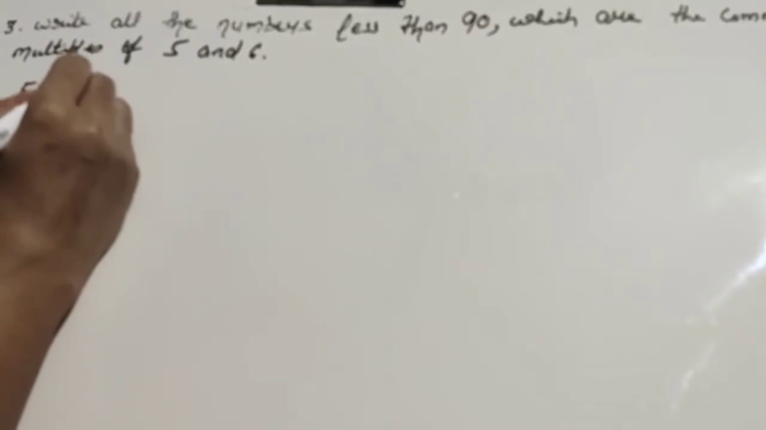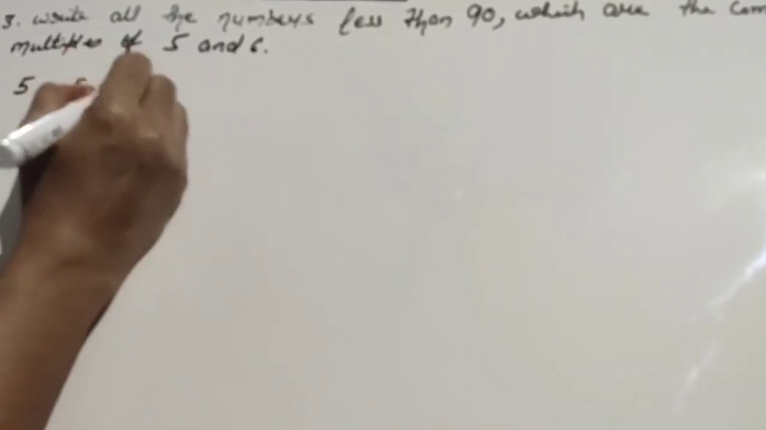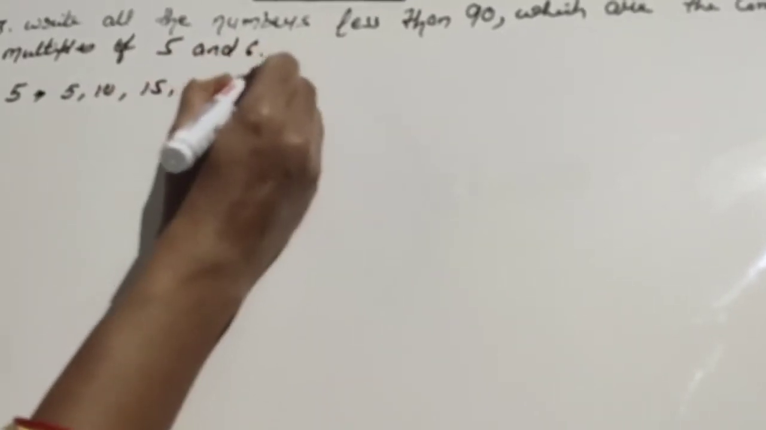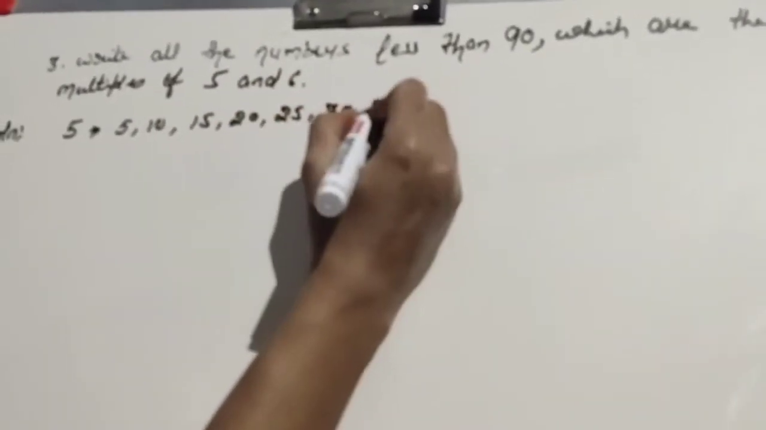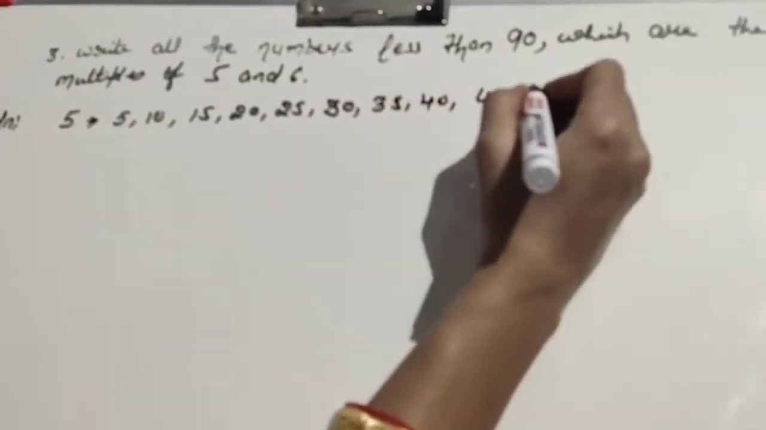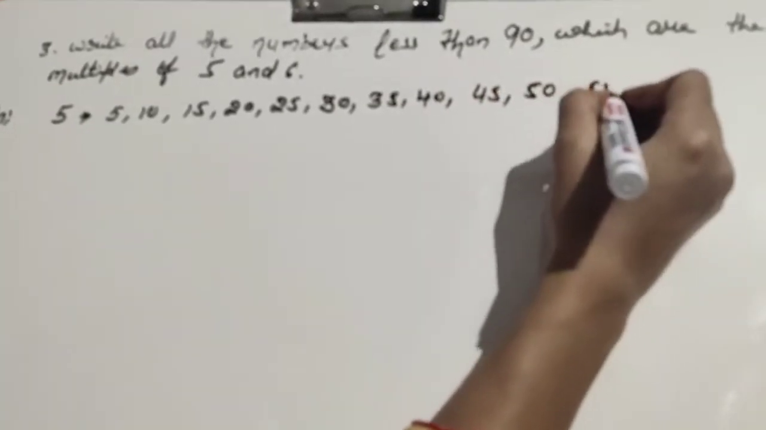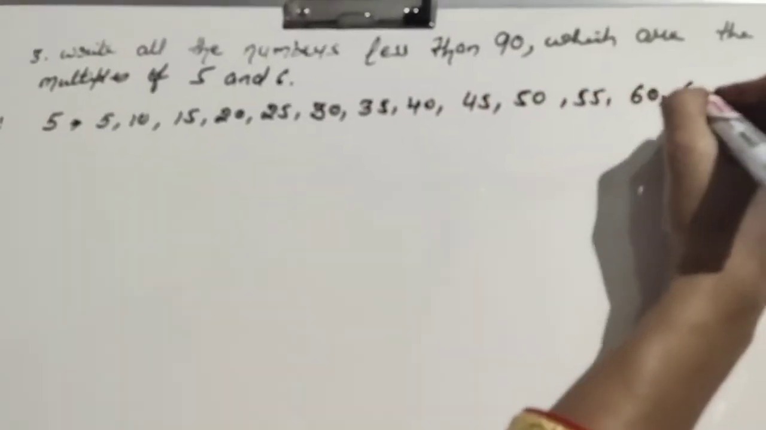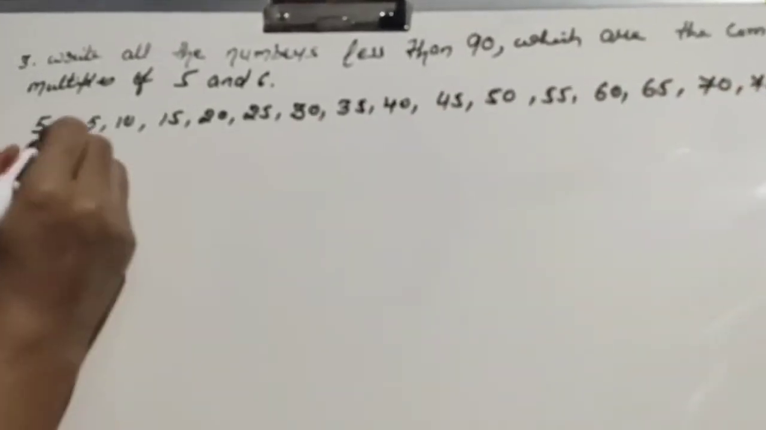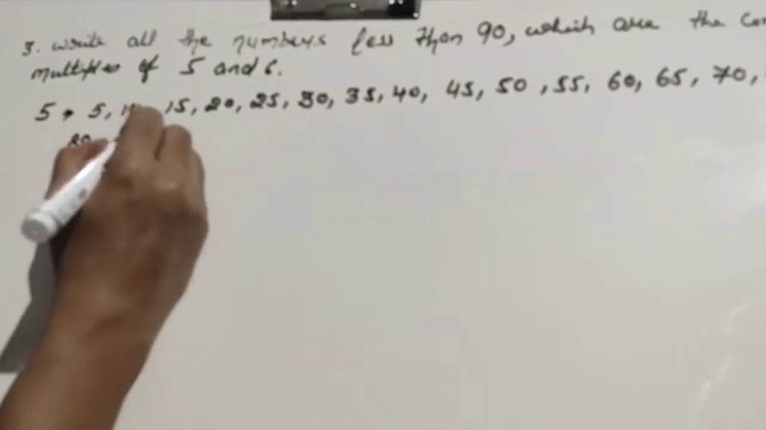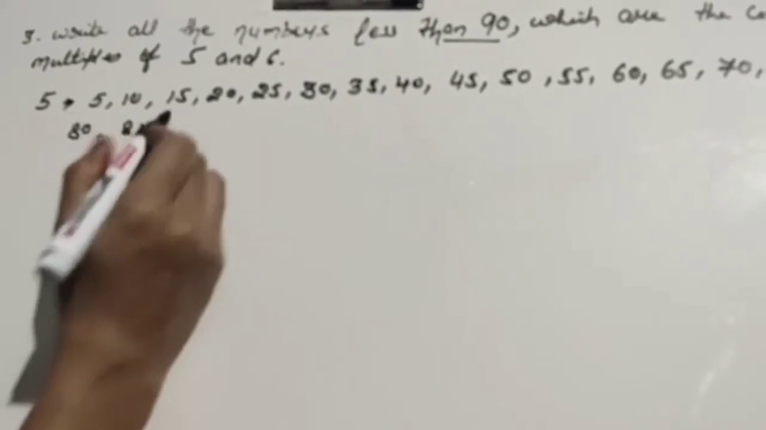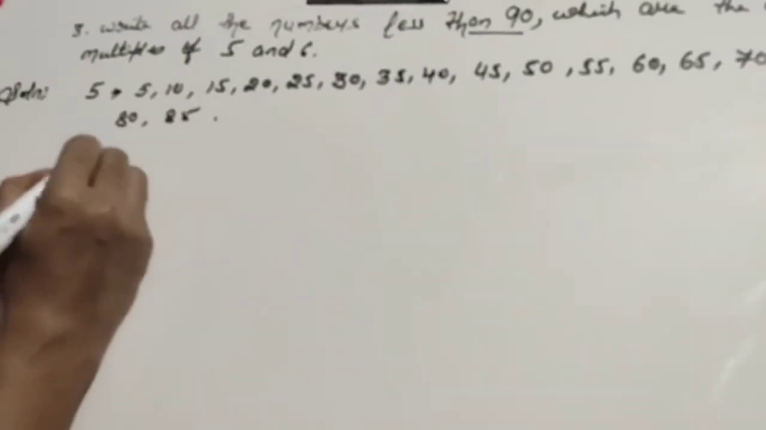Multiples of 5. So 5 1 is 5, 5 2 is 10, 5 3 is 15. Like this you have to write 20, 25, 30, 35, 40, 45, 50, 55, 60, 65, 70, 75, 80, 85. Less than 90 is asked, so up to here you have to write the table. Okay. Now the 6 table, same.